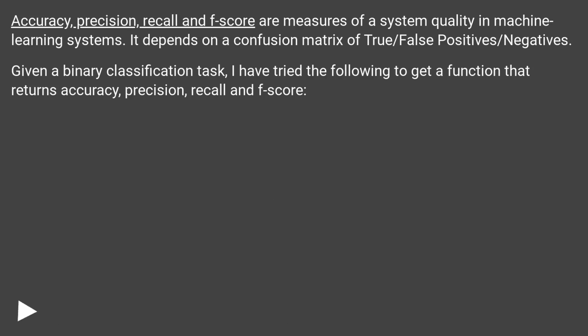Accuracy, precision, recall and F-score are measures of a system's quality in machine learning systems. It depends on the confusion matrix of true/false positives/negatives. Given a binary classification task, I have tried the following to get a function that returns accuracy, precision, recall and F-score.